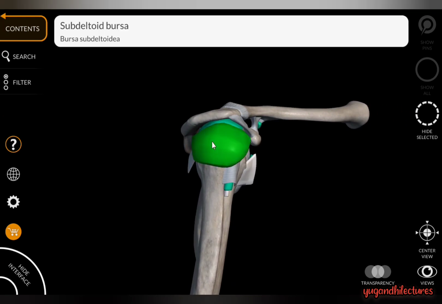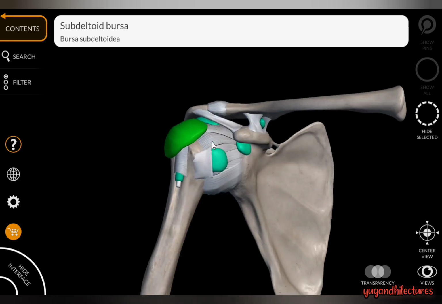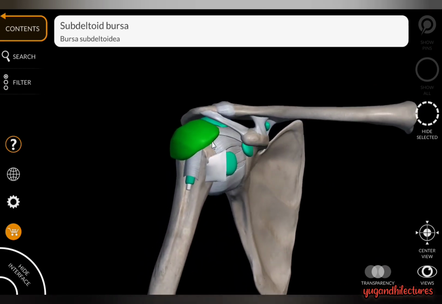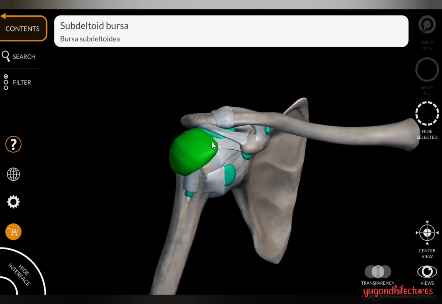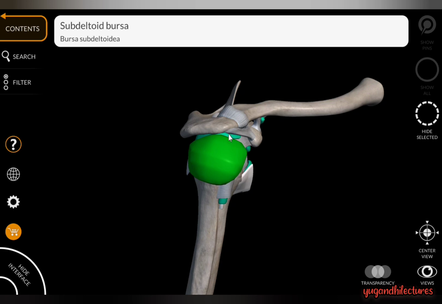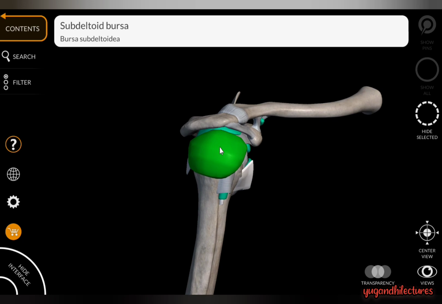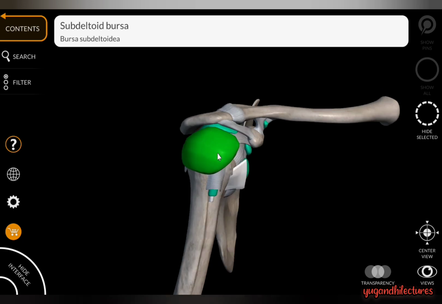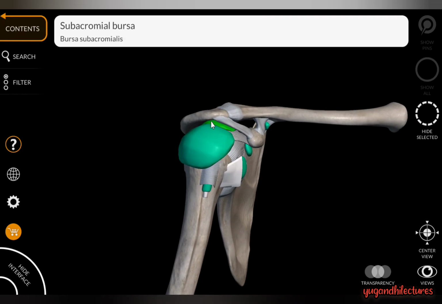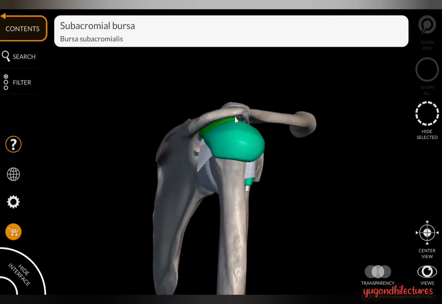This is the subdeltoid bursa. It covers almost the superior portion of the shoulder joint, and it is closely related with the subacromial bursa. You can see why it is named so, because it lies under the deltoid muscle and thus it is called subdeltoid bursa. And the subacromial because it lies under the acromion process.